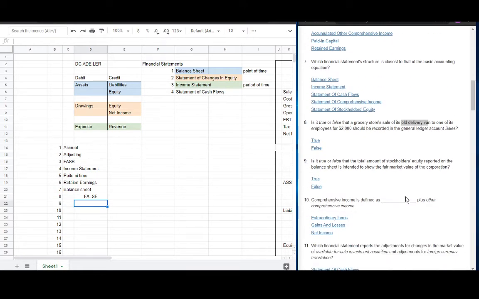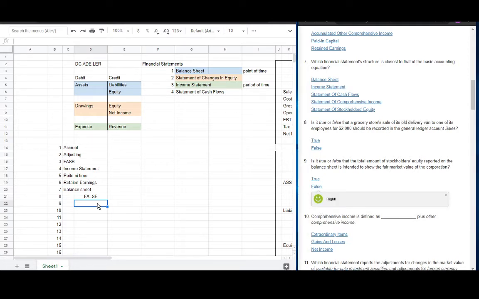And so number 9, let's continue. Is it true or false that the total amount of stockholders' equity reported in the balance sheet is intended to show the fair market value of the corporation? It is false because it is the book value.